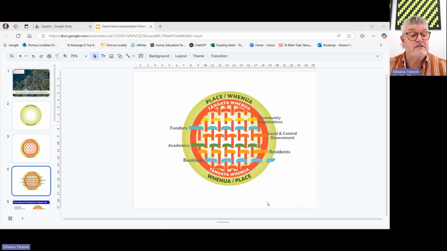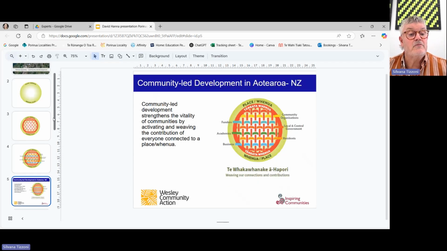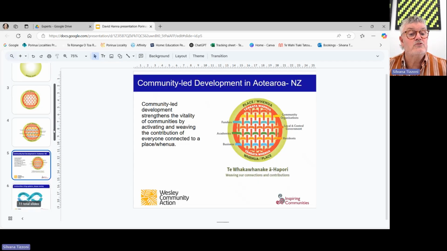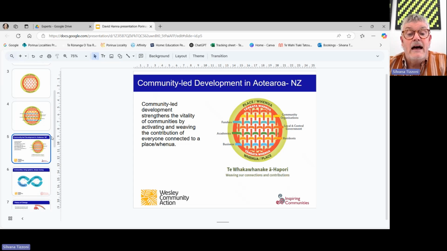So then I go on to my next slide, just get my mouse to work. So when all of those strands are understood and acknowledged, we talk about community development as the process that strengthens the vitality of any community by activating and weaving all the contributions of those many different strands, groups and people that are connected to, in this situation, Pororua.